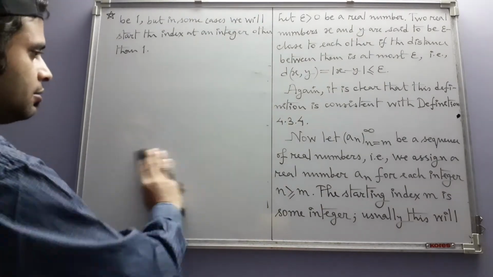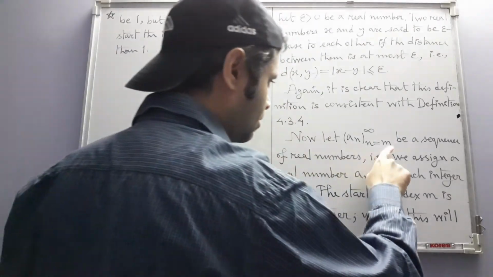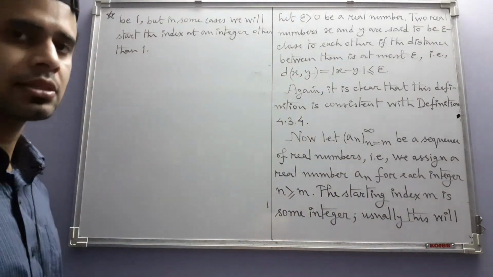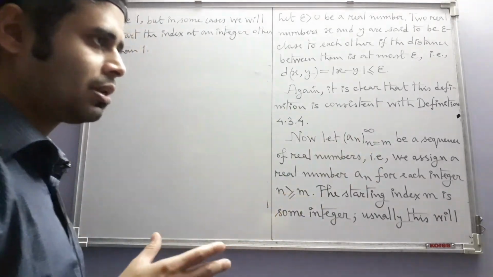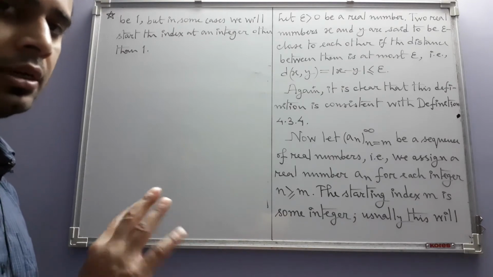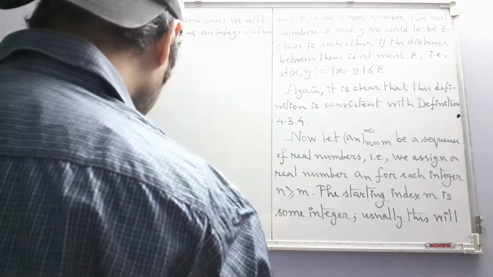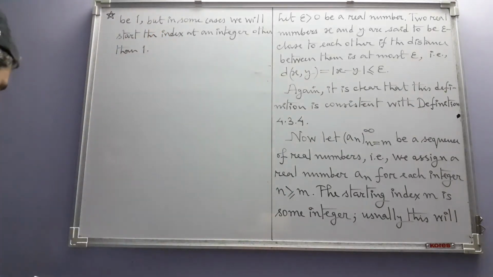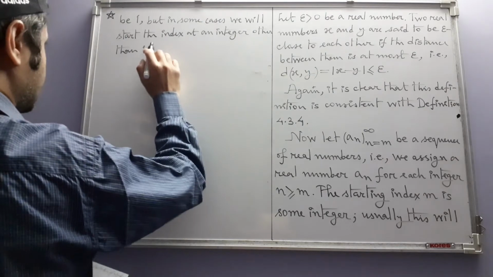So that's why we have kept the provision of changing the starting index and not taking it all the time to be some fixed integer, say 1. There is nothing like that, and there is no need for that also. The starting index can be any integer other than 1.